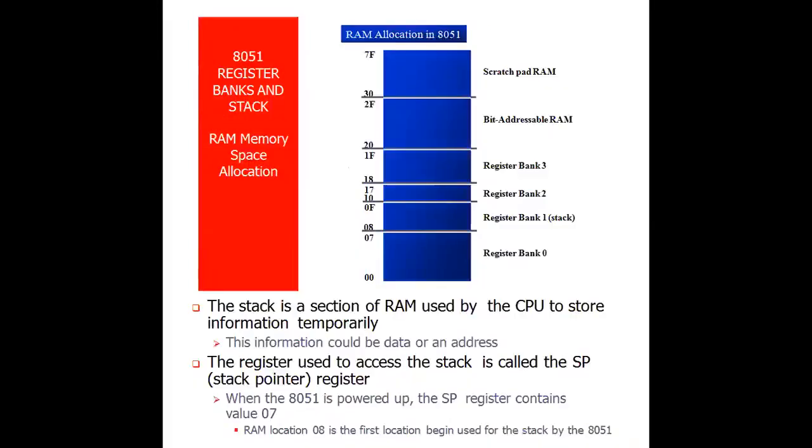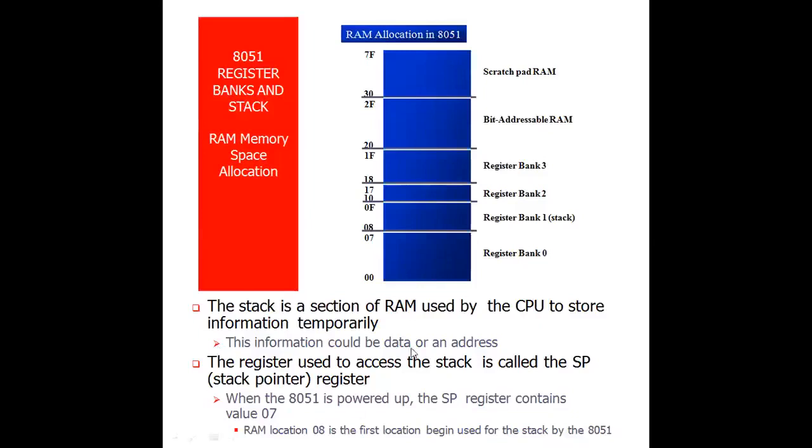This concept was delivered in the second lecture session, that the stack and bank 1 coincide. Here the address of bank 1 is from 08 to 0F. Now you see that the stack is also located over here. Whenever I switch on my device, you see the critical situation that arises. The stack is also a section of the RAM memory which is used by the CPU, but initially the stack is located over here, because the reset value of the stack pointer is 07. Whenever I switch on my device, the stack pointer contains the value 07.